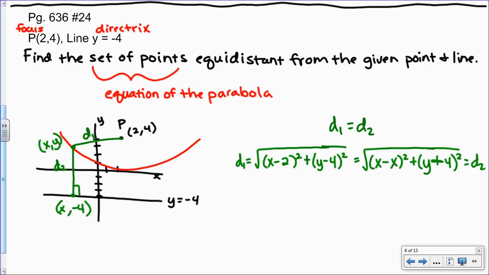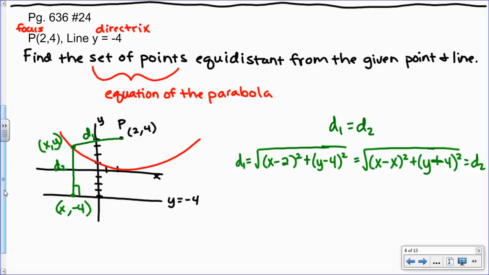All right, that's the setting up. That's the part we had to do. That was understanding that we're looking for the equation of the parabola. That was understanding that I had to set those distances equal to each other. So that's the main idea here. The rest of what I'm going to do is just simplifying this. Now we're just going to simplify.